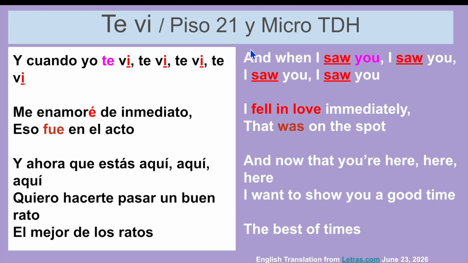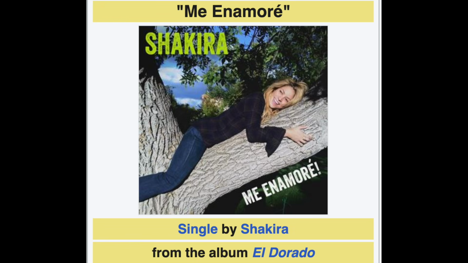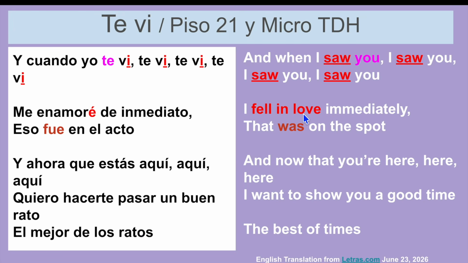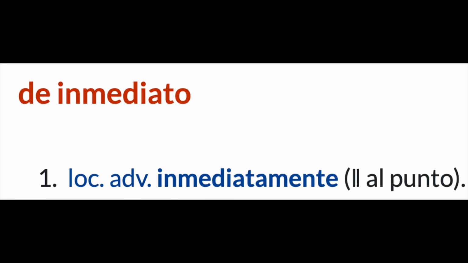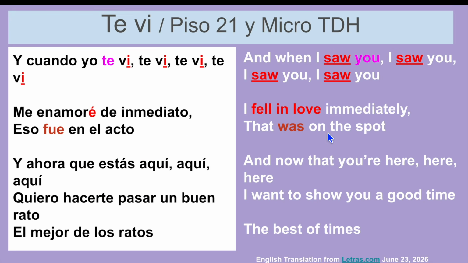Here are the lyrics with our grammar focus right in the first line of the chorus. He says, and when I saw you, I saw you. Y cuando yo te vi, te vi, me enamoré de inmediato. We learned me enamoré with Shakira's song back in chapter 3, I fell in love immediately. That ly could be inmediatamente, but de inmediato also means the same thing. And he emphasizes that it was on the spot. Eso fue en el acto.